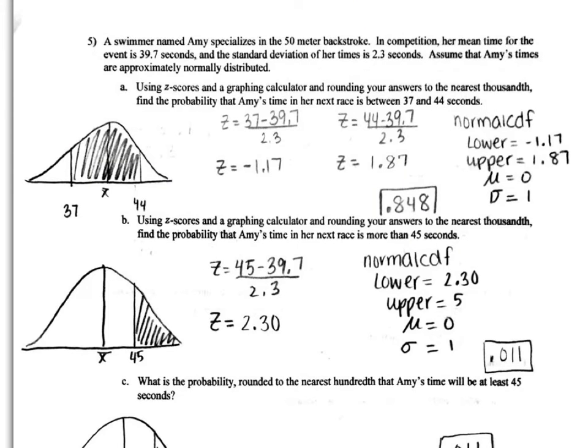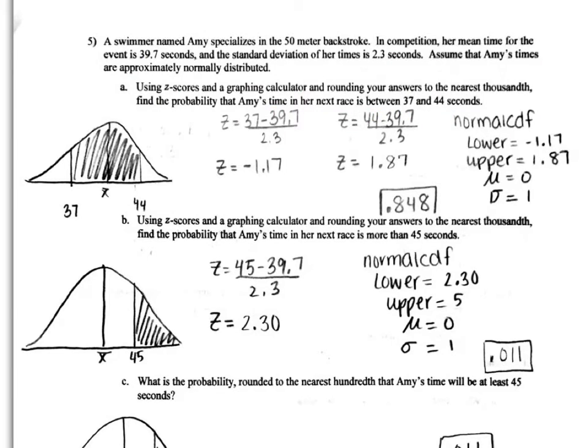Okay, let's move on to question number 5. So it says a swimmer named Amy specializes in the 50-meter backstroke. In competition, her mean time for the event is 39.7 seconds, and the standard deviation of her times is 2.3 seconds. Assume that Amy's times are approximately normally distributed. So part A, using z-scores in a graphing calculator and rounding your answers to the nearest thousandth or 3 decimal places, find the probability that Amy's time in her next race is between 37 and 44 seconds.